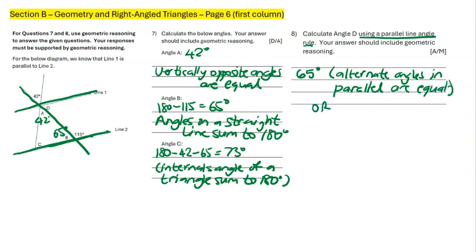So I'm going to write that there. I'm now going to give you an alternate answer. The other way you could have done this one is angle D here and angle 115. They are co-interior. That was the previous multi-choice question skill.